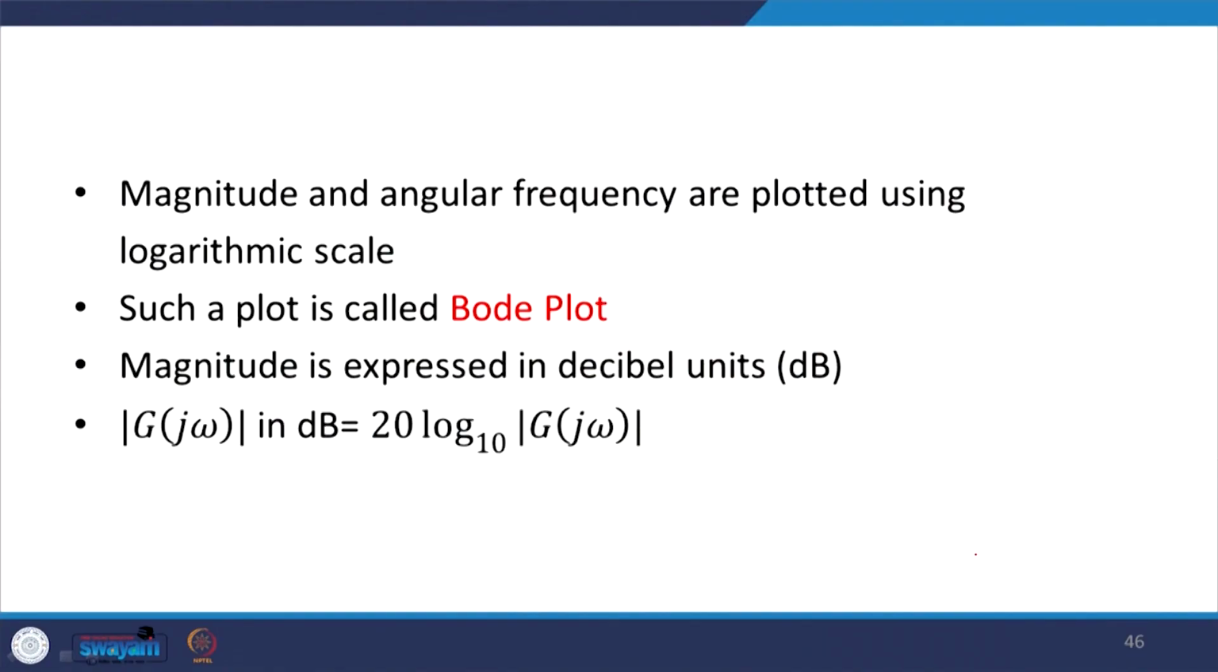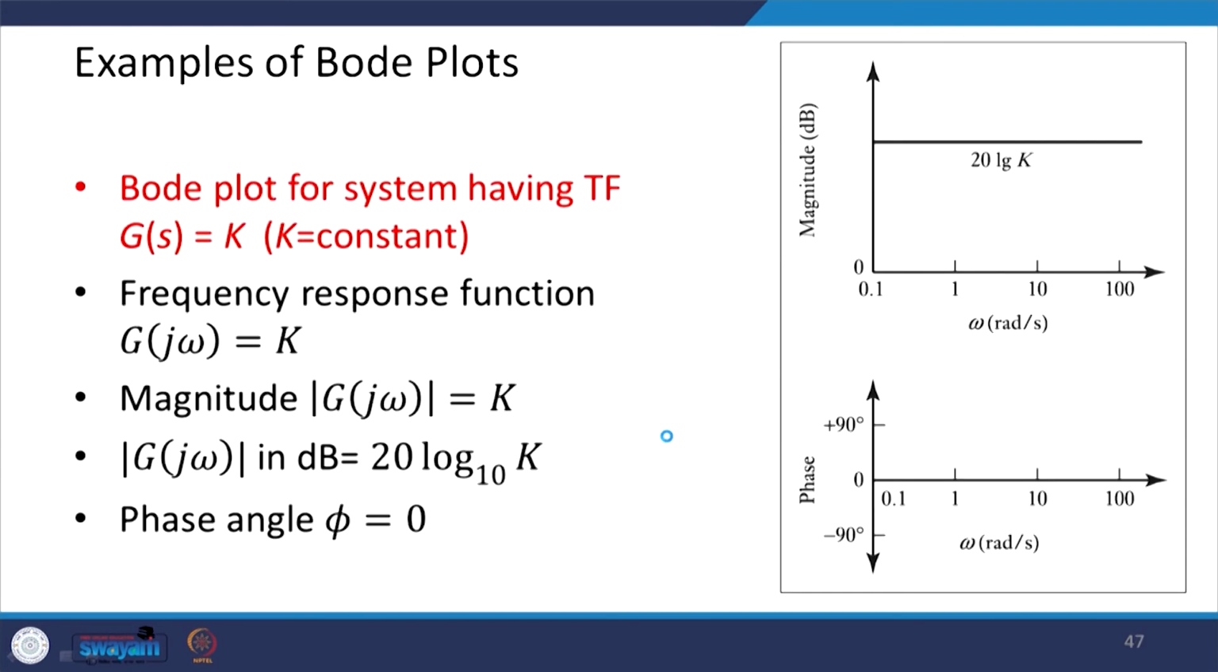Okay. So, magnitude and angular frequency are plotted using the logarithmic scale, and such a plot is called the Bode plot. Okay. And magnitude is expressed in the decibel unit basically. So, this G(jω) in decibel is written as 20 log |G(jω)|. Okay. So, let us take an example of the Bode plot.